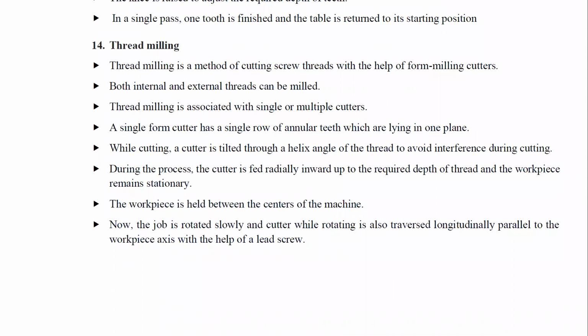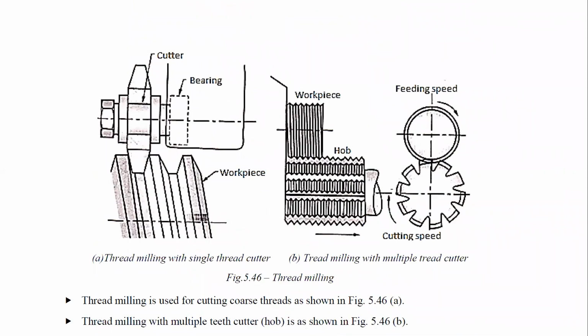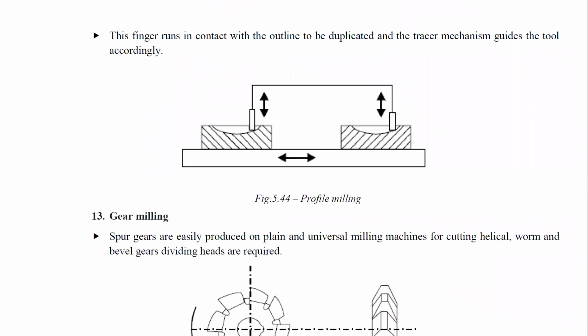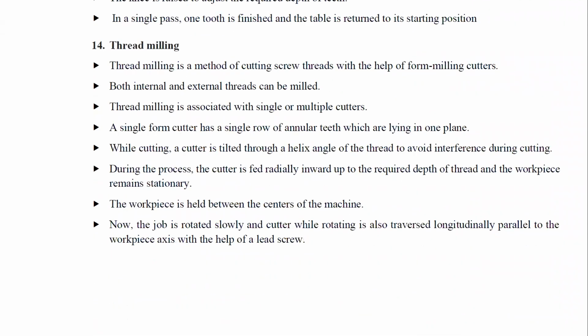Thread milling. You can see here the thread milling cutter. The figure shows thread milling with a single thread cutter and thread milling with a multiple thread cutter. Thread milling is a method of cutting screw threads with the help of form milling cutters. Both internal and external threads can be milled. Thread milling is associated with a single or multiple cutter.